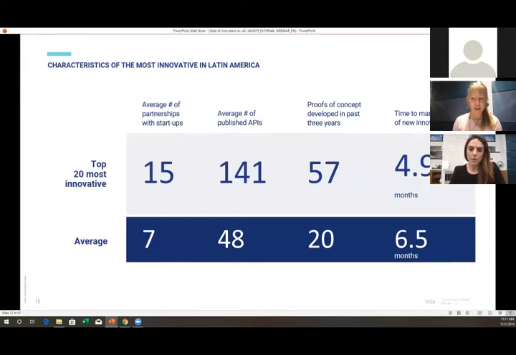Almost triple the amount of APIs. Very quickly, more active and more quickly able to develop and launch proofs of concept. So we kind of see these very clear distinctions in behaviors and characteristics between the most innovative and the sample overall.